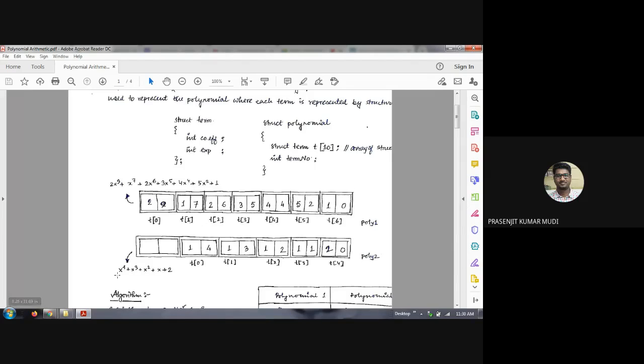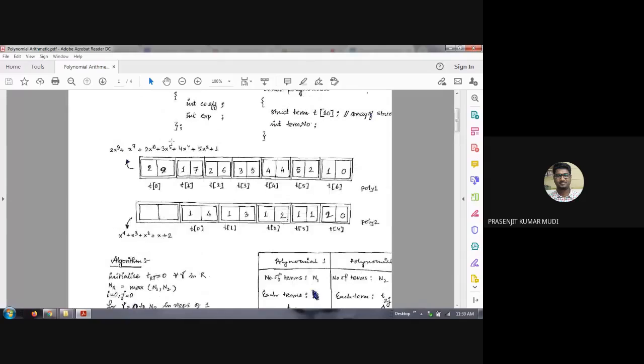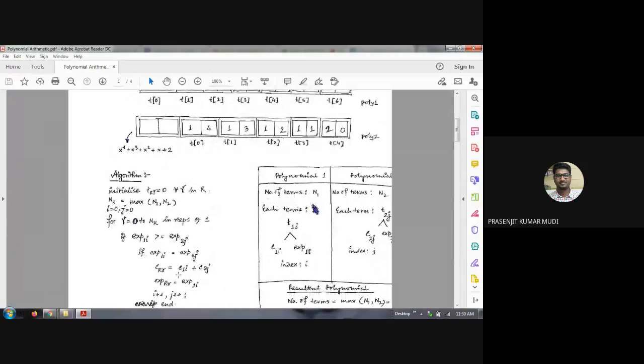আচ্ছা, 4x to the power 4 and x to the power 4, so exponents are equal. Then you are adding the coefficients, 4 plus 1, that is 5. 5 you are storing in the resultant coefficient, and the common exponent you are storing in the resultant exponent.